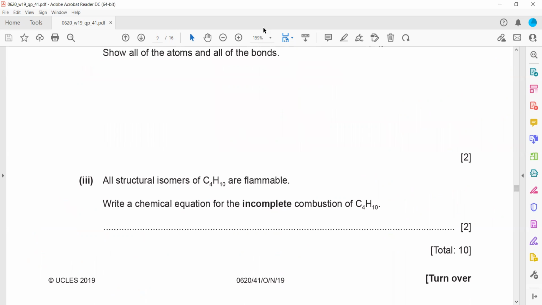All structural isomers C4H10 are flammable. Write a chemical equation for incomplete combustion. Complete combustion gives off carbon dioxide when the molecule burns completely. But incomplete combustion, you can produce carbon monoxide or you can also produce carbon. So it's up to you. Any one way you can complete.